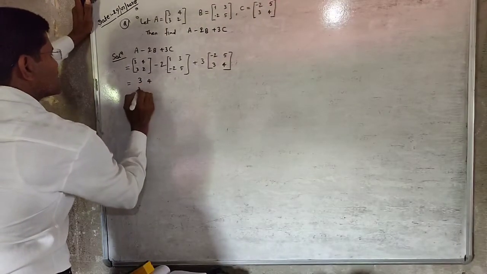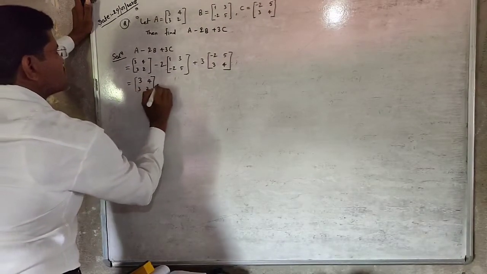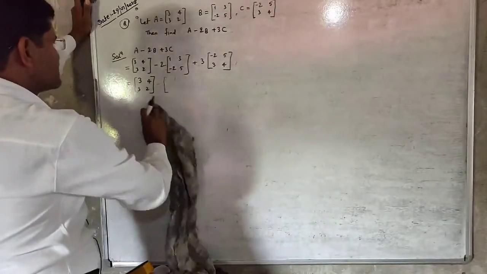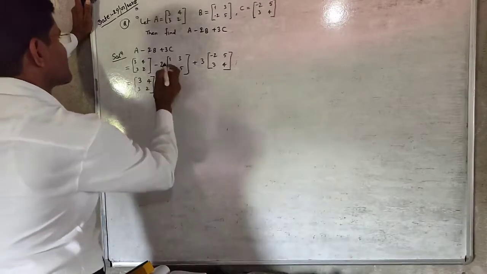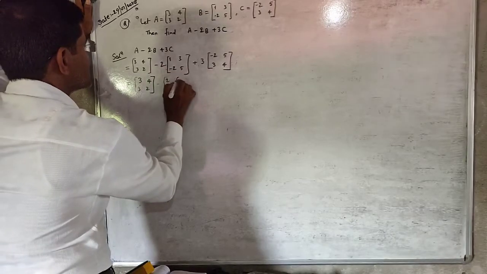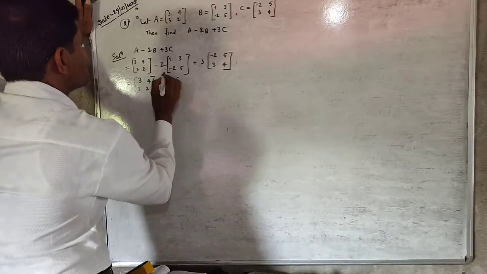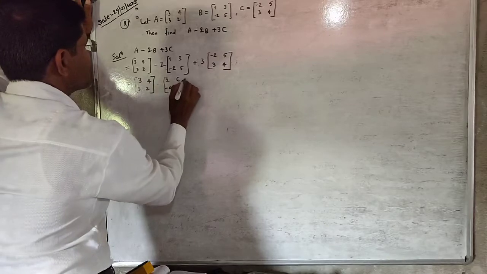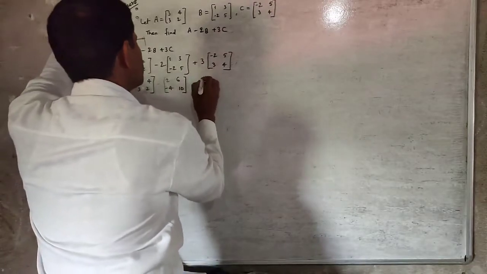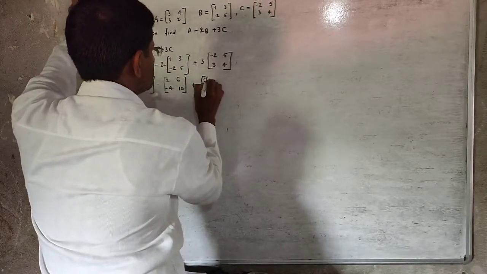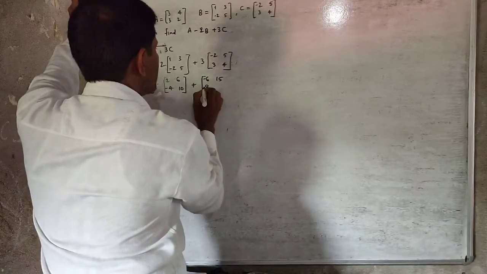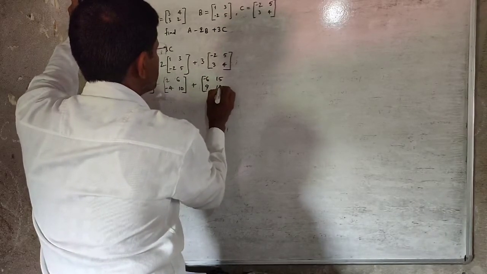Matrix A is [3, 4; 3, 2] first. Now we multiply every element of matrix B by 2. 2 into 1 is 2, 2 into 3 is 6, 2 into minus 2 is minus 4, and 2 into 5 is 10. 3 is multiplied with every element of C: 3 into minus 2 is minus 6, 3 into 5 is 15, 3 into 3 is 9, and 3 into 4 is 12.